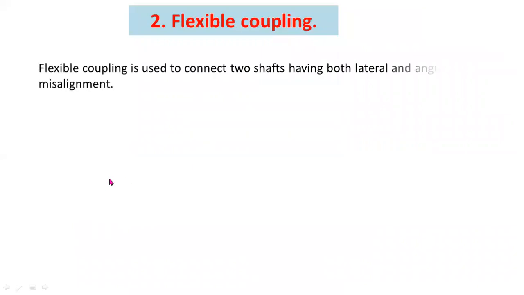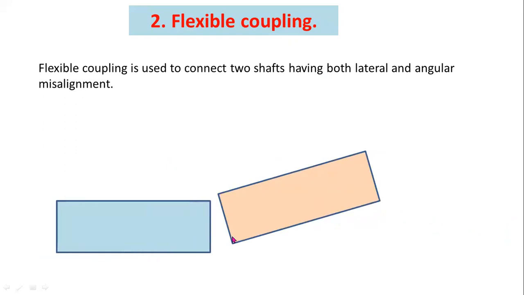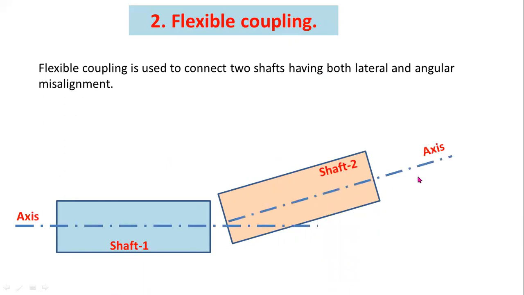Now flexible couplings. Flexible couplings are used to connect two shafts having both lateral and angular misalignments. Here, these two are the shafts. This is the axis of shaft 1. This one is the axis of shaft 2. So flexible coupling is used to connect two shafts having both lateral and angular misalignment. That means these two axes are not collinear.